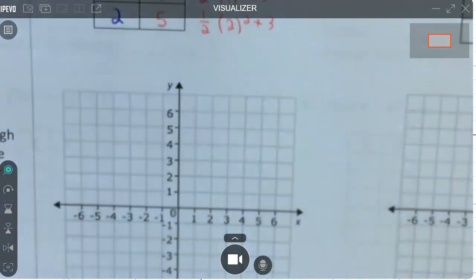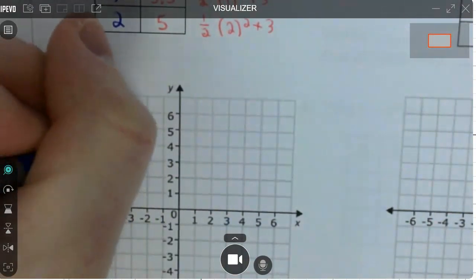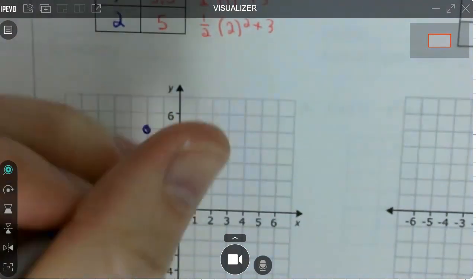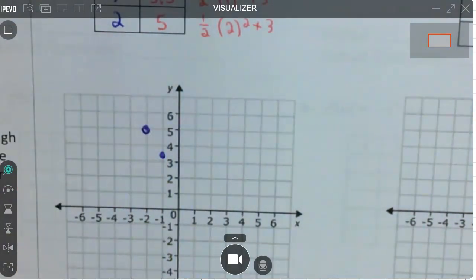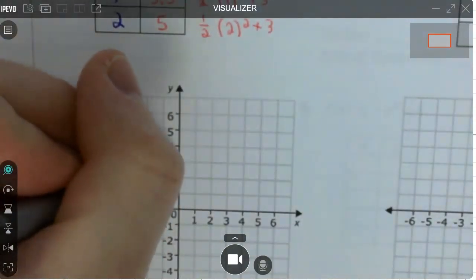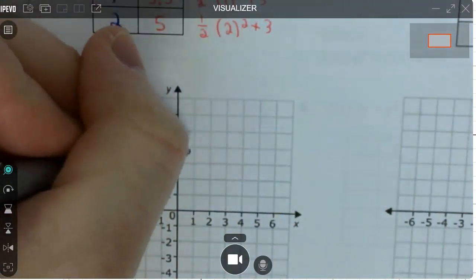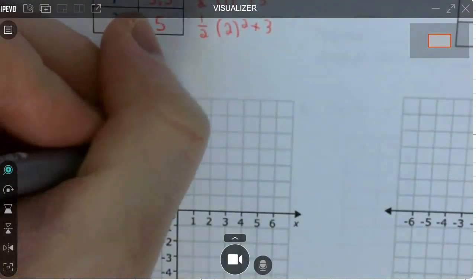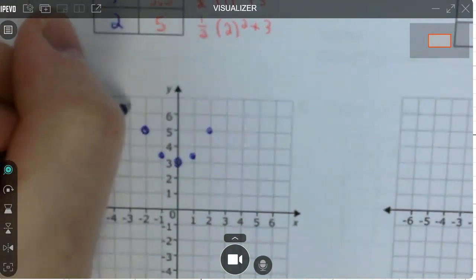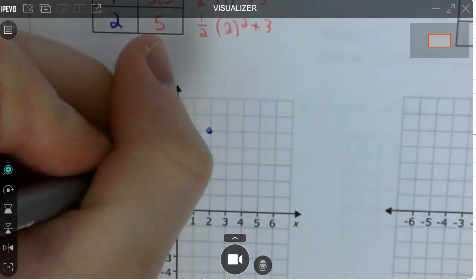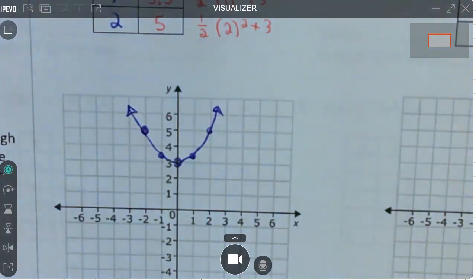So let's go ahead and graph these points. So we're at negative 2, positive 5. Negative 1, positive 3.5, just halfway between 3 and 4. Then I'm at 0, 3. There's the vertex. And then we're at 1, 3.5. And we're at 2, 5 up here. So there's my 5 points. It's the 1/2 x squared graph. It's just that the vertex has now shifted up 3 spots.